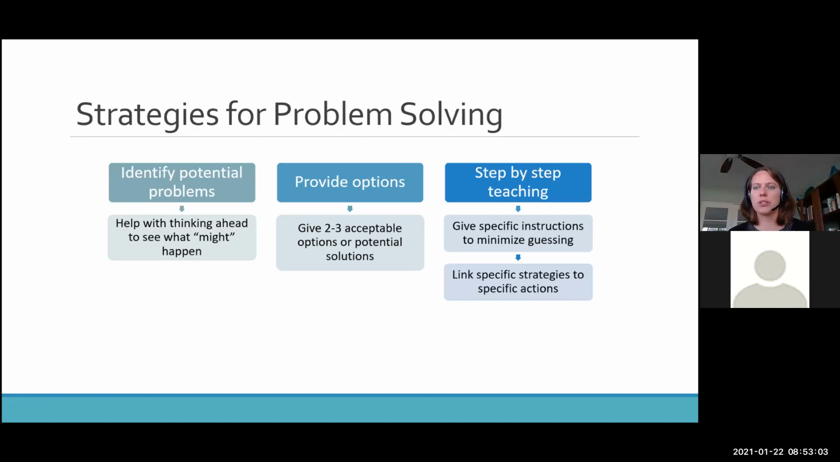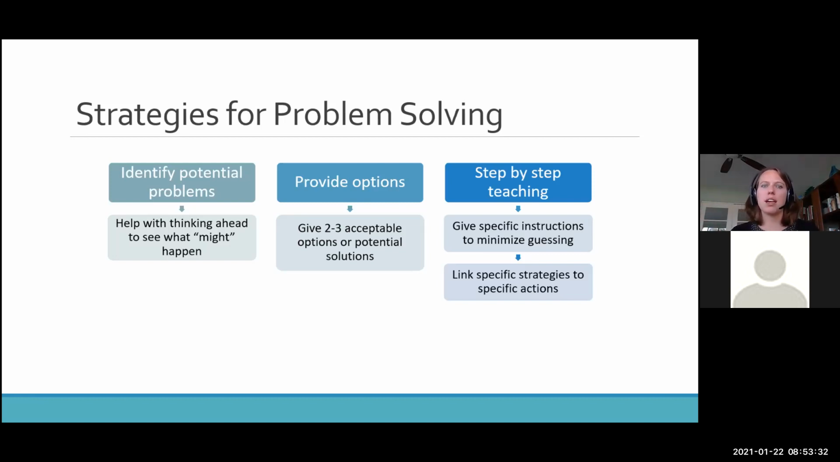Also, just helping the person by providing options. Here are the 2 to 3 things that you can do to resolve this situation, right? Any option that you give should be one that's feasible and acceptable. Never give something that you don't want the person to do. And then again, that step-by-step teaching, right? Giving specific instructions. If the person has trouble problem solving, and especially if they have issues with memory, don't allow them to guess, because they may not ever be able to come up with the right answer.